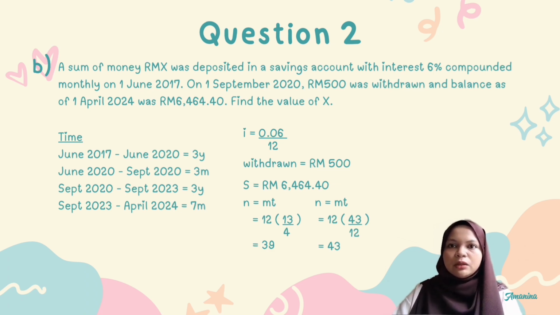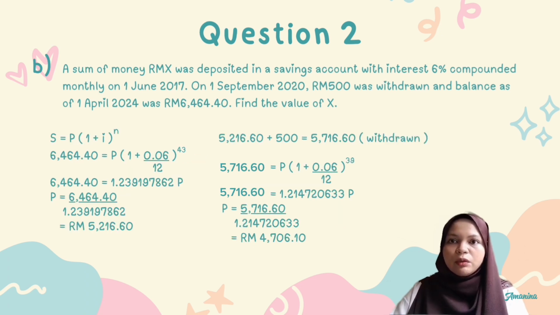And from 1st September 2020 until 1st April 2024, we will get 3 years and 7 months, which is 43 months. Use the formula of compound interest S equals P(1 plus i) to the power of n, and we will get 5,260 ringgit 60 cents. Then plus the withdrawn 500 ringgit, the total is 5,716 ringgit 60 cents. After that, insert the value into the formula of compound interest using 39 for n, and we will get the answer 4,706 ringgit 10 cents.